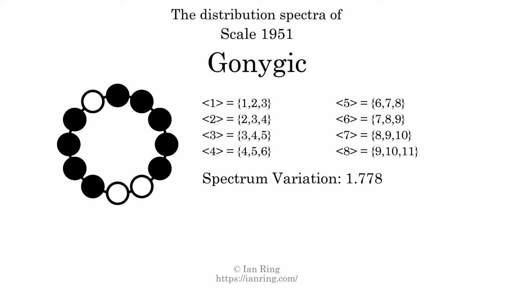The spectrum width of this generic interval is 2. The spectrum variation is the sum of all the widths, divided by the number of tones. The spectrum variation of this scale is 1.778. Since the variation is greater than 0, this indicates that the scale is not perfectly even. The highest spectrum width is 2. Since this is greater than 1, we know that this scale is not maximally even.